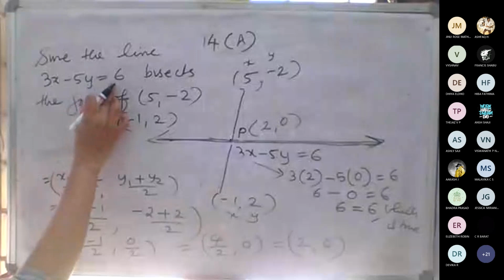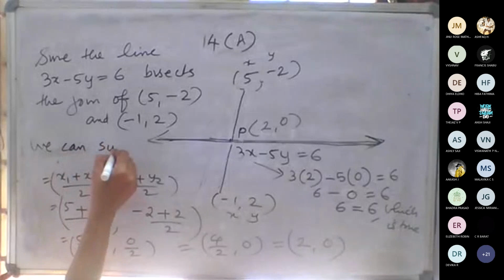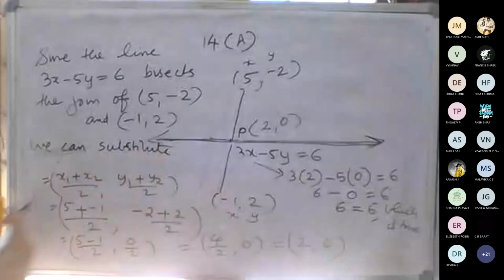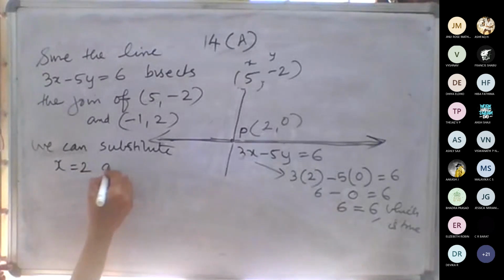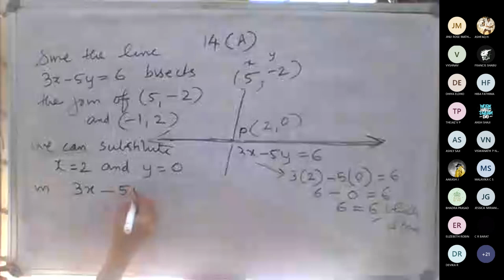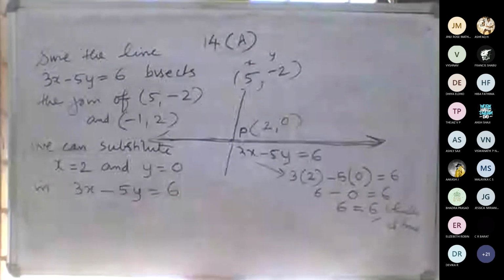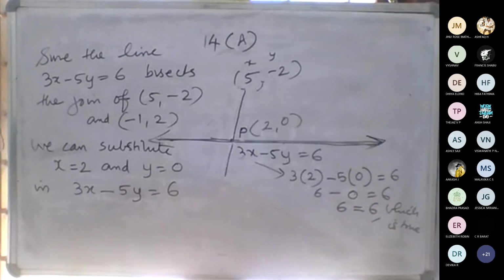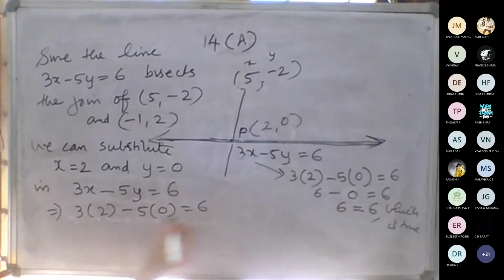Since the line 3x minus 5y is equal to 6 bisects the join of 5 negative 2 and negative 1, 2, we can substitute x is equal to 2 and y is equal to 0 in which equation? 3x minus 5y is equal to 6. Which implies what? 3 into 2 minus 5 into 0 is equal to 6. 6 minus 0 is equal to 6. 6 is equal to 6, which is true.